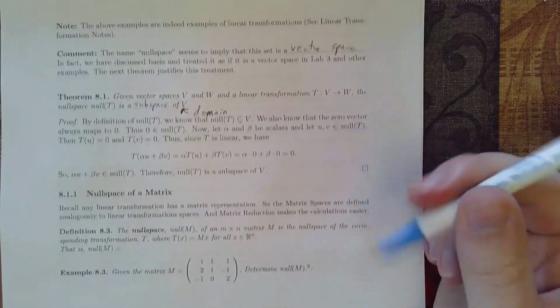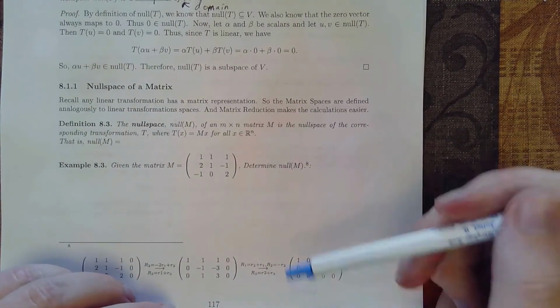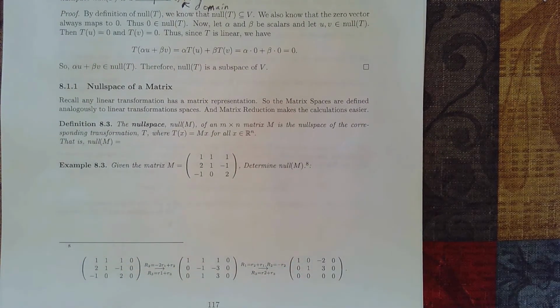Now, we also can have a null space for a matrix. So we talked about how linear transformations can be represented as matrices.